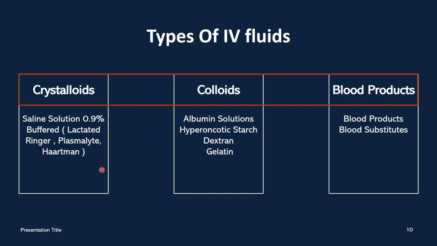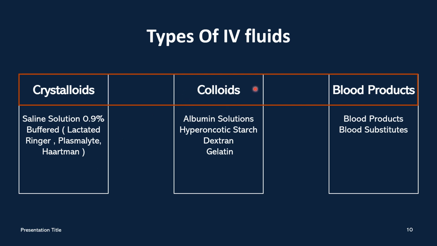These are by far the most available, the cheapest IV fluids that are present, and on top of that, they are the most studied types of solutions. And at the top comes normal saline solution. Other crystalloids include dextrose, 5%, 10%, 25%.